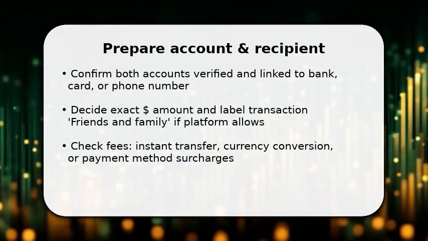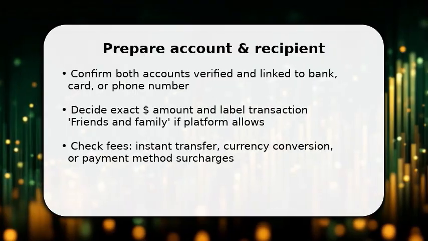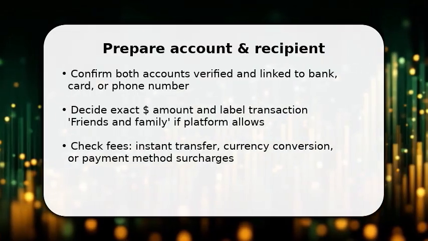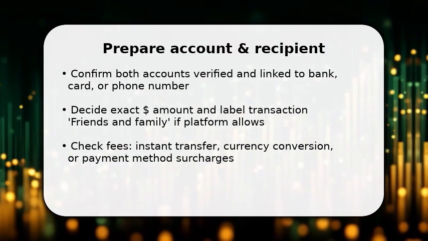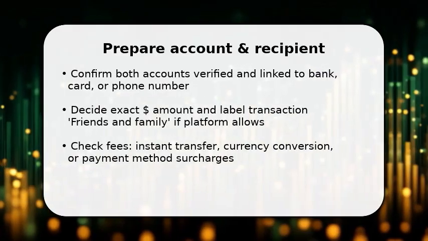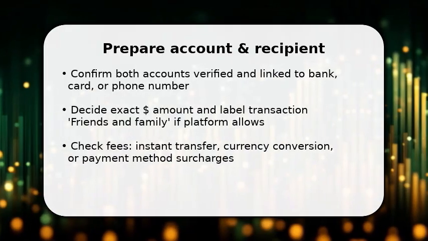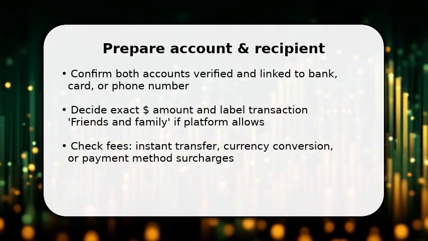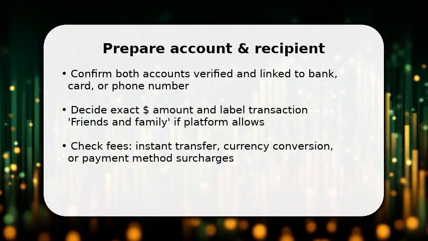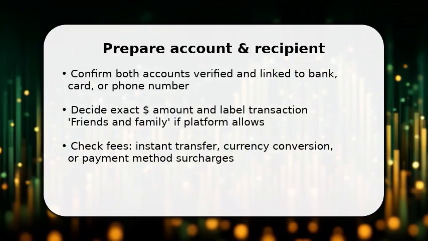You start by verifying accounts and funding methods so payments move smoothly. Open the app, confirm identity verification, and make sure the recipient's email or phone is correct. Once done, choose the exact dollar amount and select the friends and family payment type in the same screen. This avoids goods and services fees.